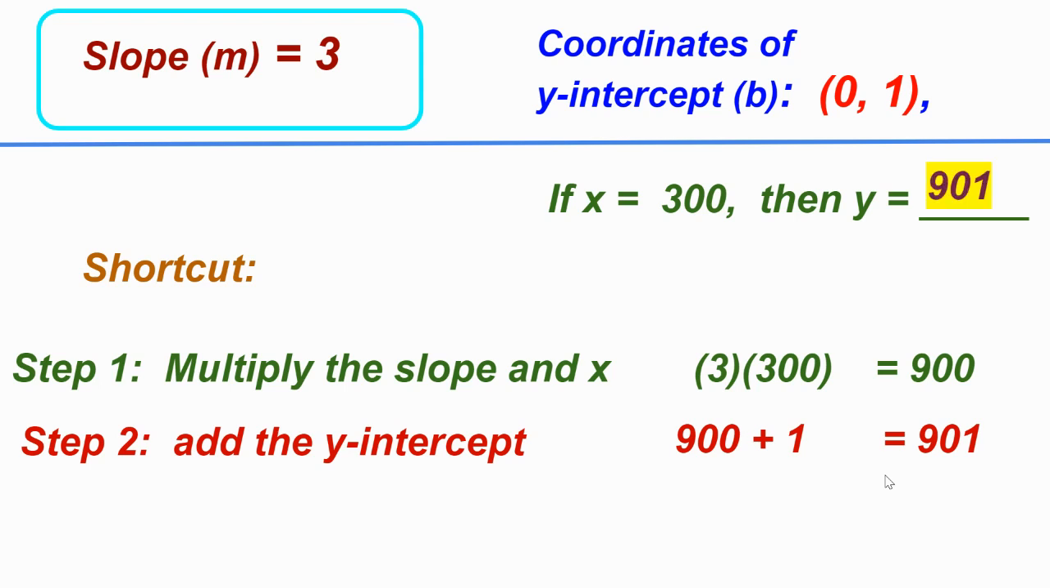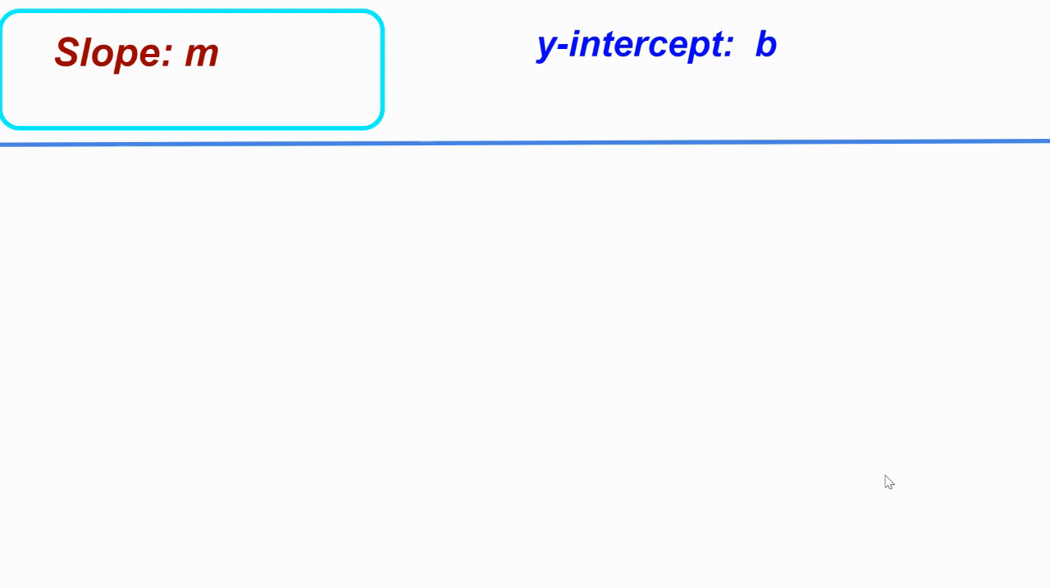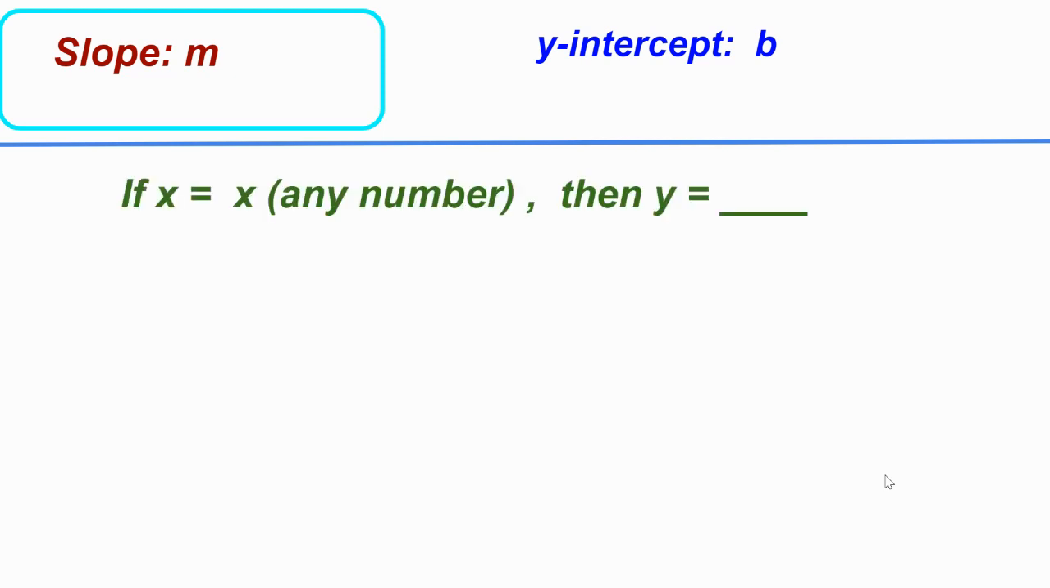Real quick, remember, slope is m, y-intercept is b. Let's go through it again. This is for any number. x is any number. How do we find y? We're just going to take that shortcut that you already know and use a formula, and show you where that formula comes from. All right, here we go.